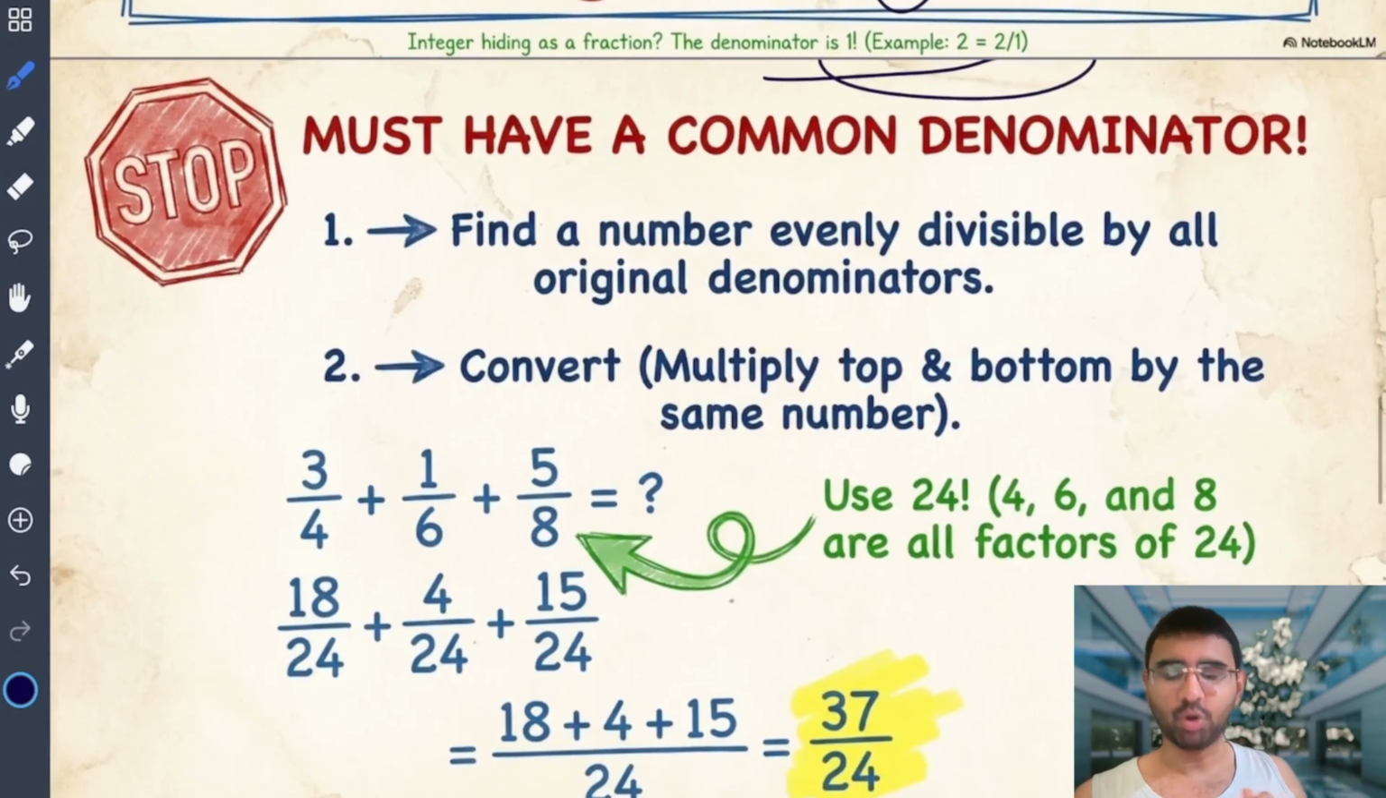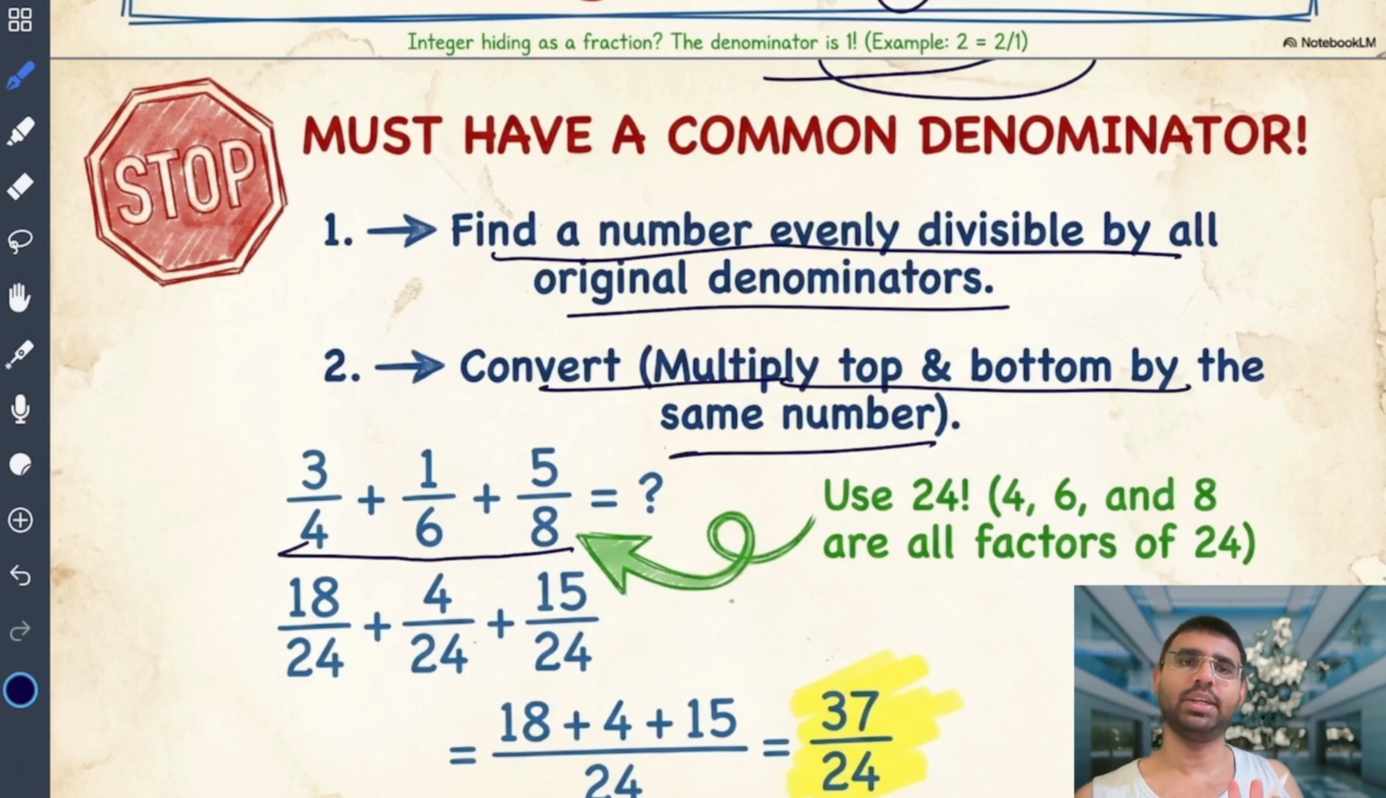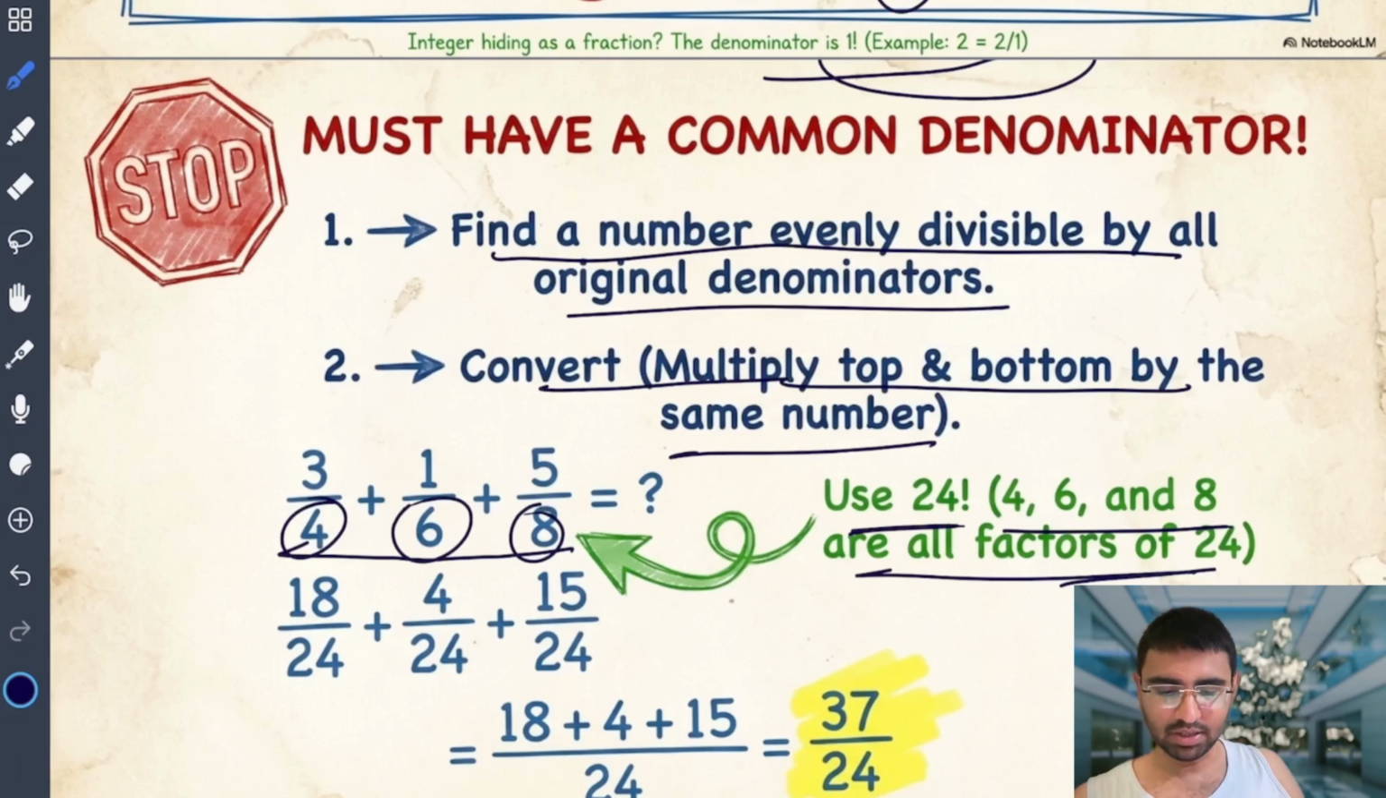Now, important concept: addition needs a common denominator. First step, find a number evenly divisible by all original denominators. Second, convert by multiplying top and bottom by the same number. For example, 3 by 4 plus 1 by 6 plus 5 by 8. Now we have to take the common multiple of these three denominators, 4, 6 and 8. So the common multiple is 24 because 4, 6, 8 can divide 24 completely. So we will convert the denominators into 24 by multiplying by the appropriate factor.